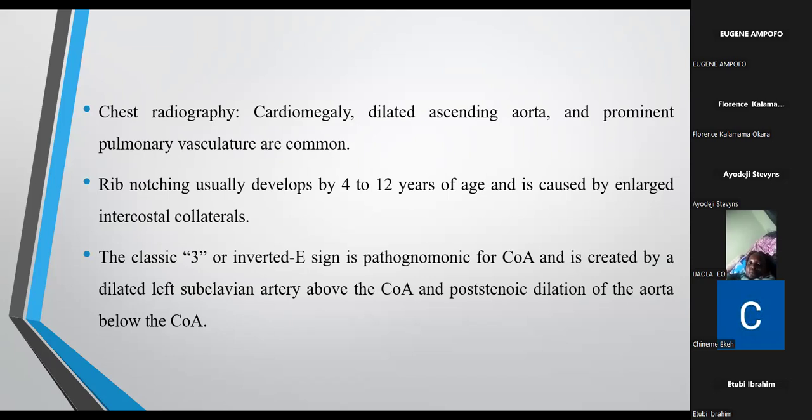When you do a chest X-ray, in addition to the rib notching that develops by 4 to 5 years of age due to large intercostal collaterals, you could also have what we call the inverted 3 sign: one limb due to the pre-stenotic segment and the post-stenotic segment, and the other limb due to the dilated left subclavian artery just above the coarctation of the aorta.